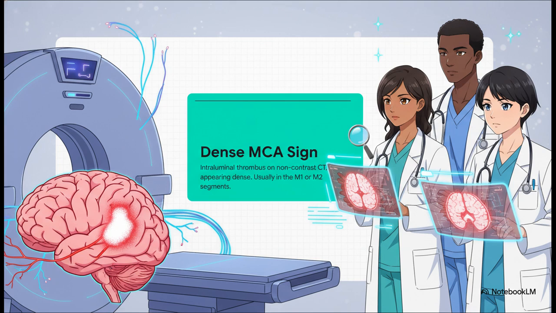But hey, before you even get to an MRI, your first look is going to be a non-contrast CT, and you need to be looking for this, the dense MCA sign. It is literally the clot itself, sitting in the artery. It's so packed with red blood cells that it looks brighter than the other vessels. This is one of the very first and most specific signs of a major large vessel occlusion you can see.